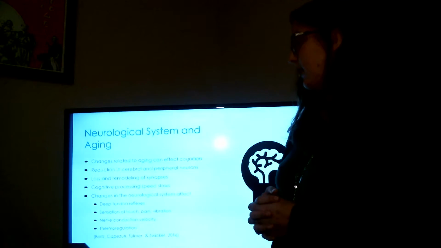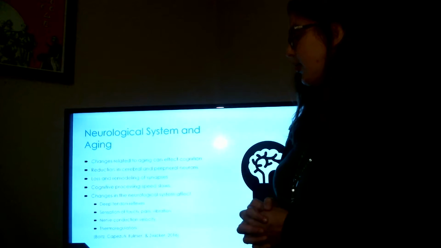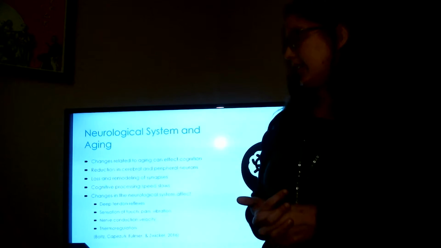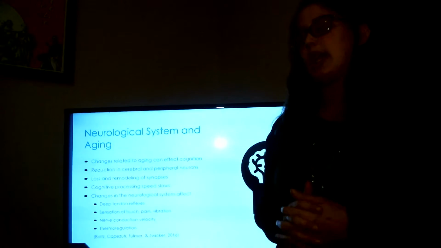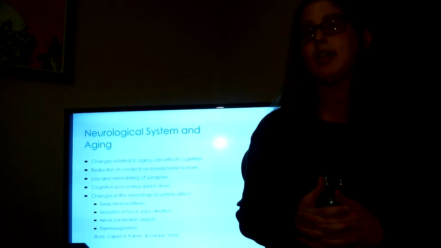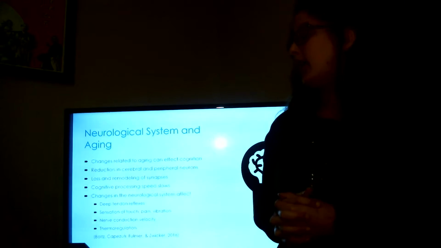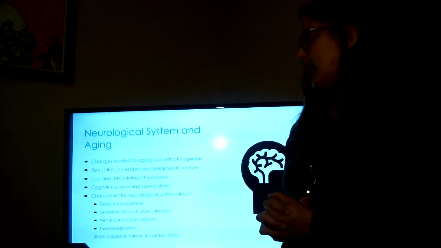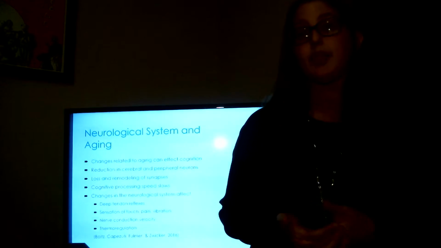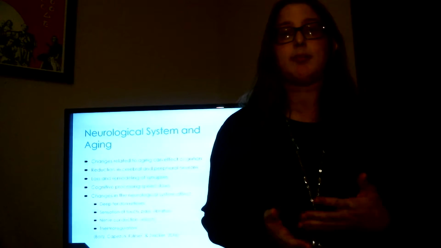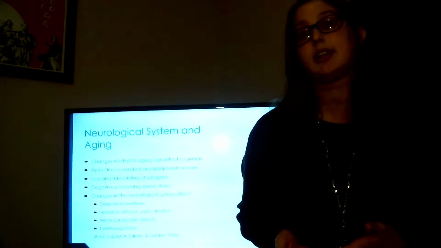Another thing that we see change in the older adult is the deep tendon reflexes. There's a change in sensation of pain, vibration, and touch. There's also change in nerve conduction velocity and thermoregulation. So the patient may have issues regulating their body temperature.